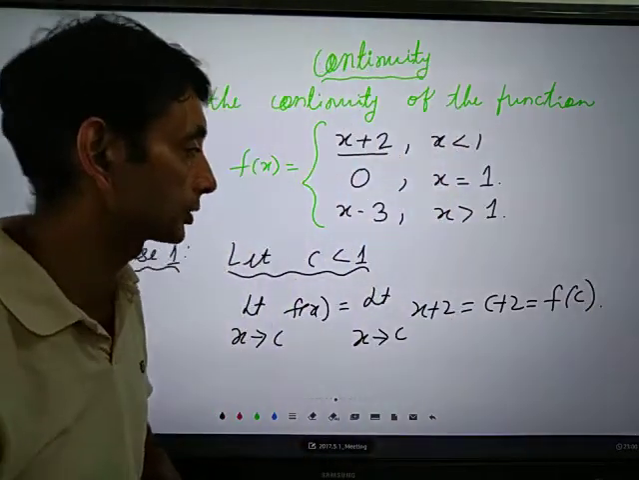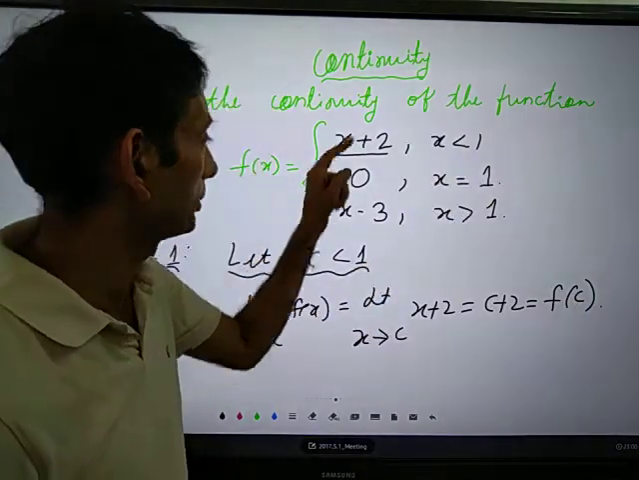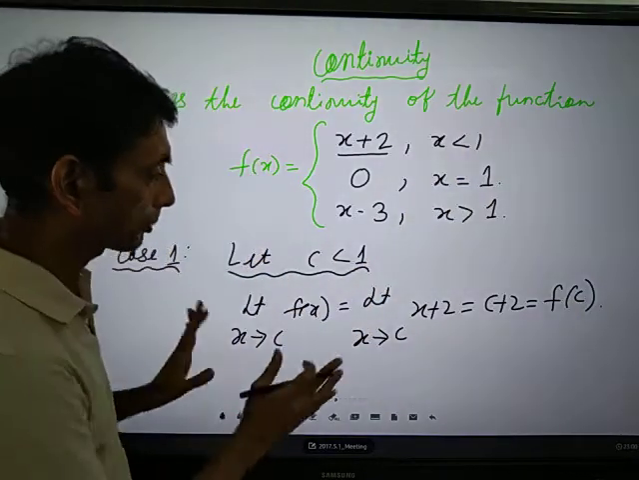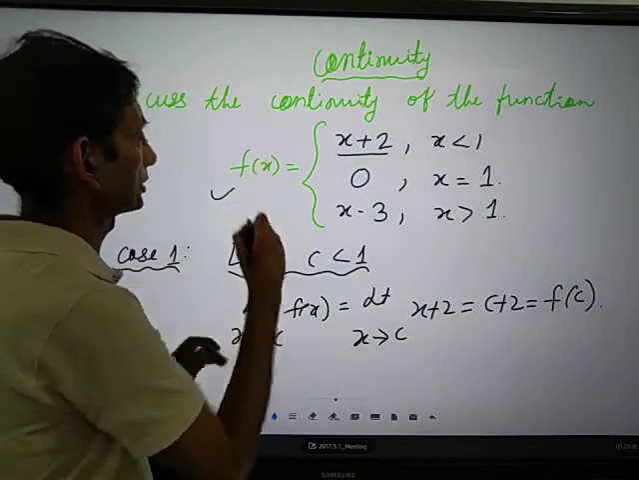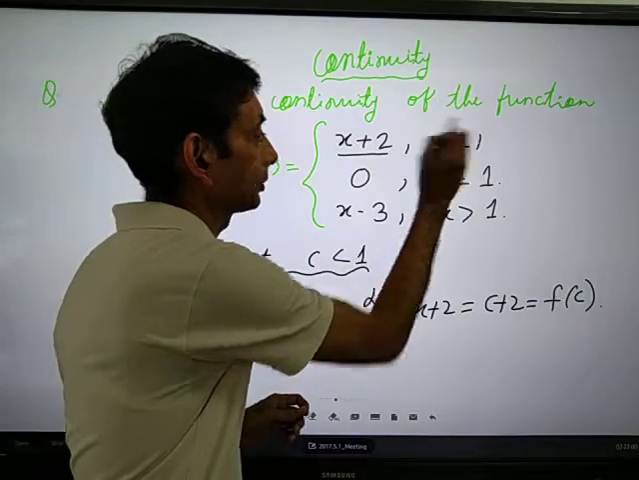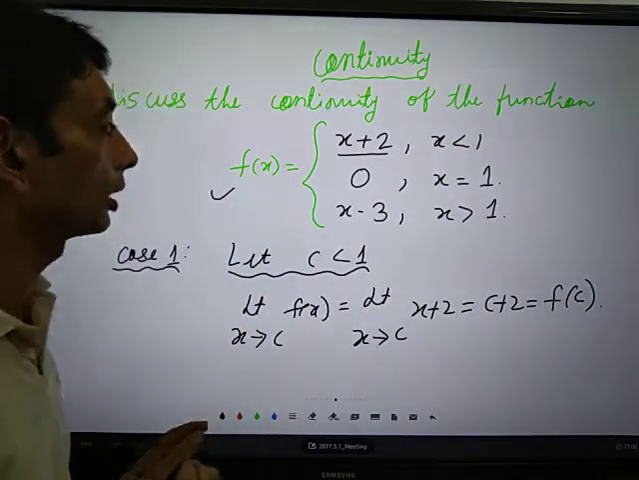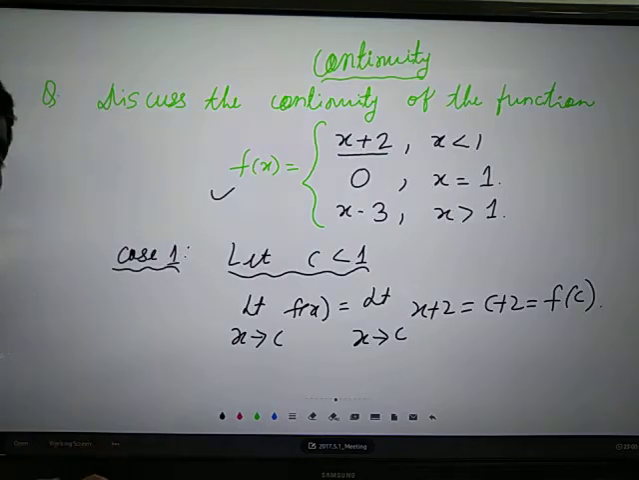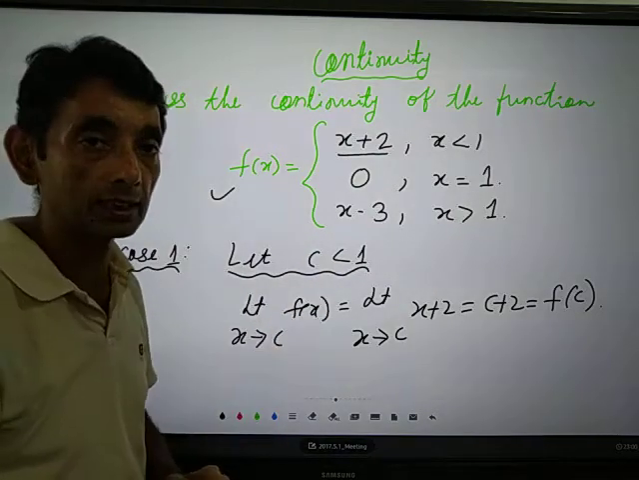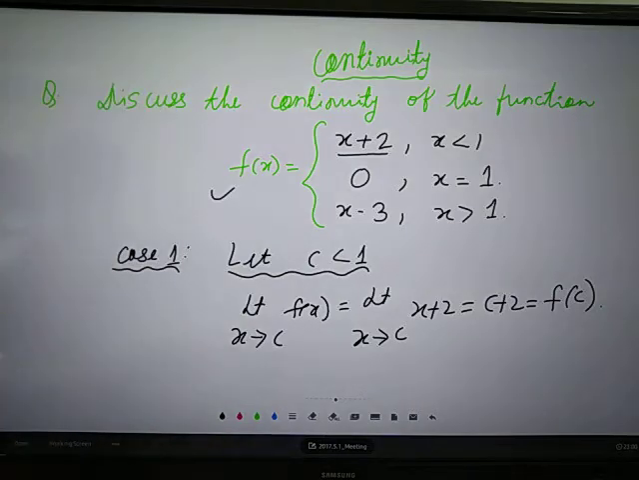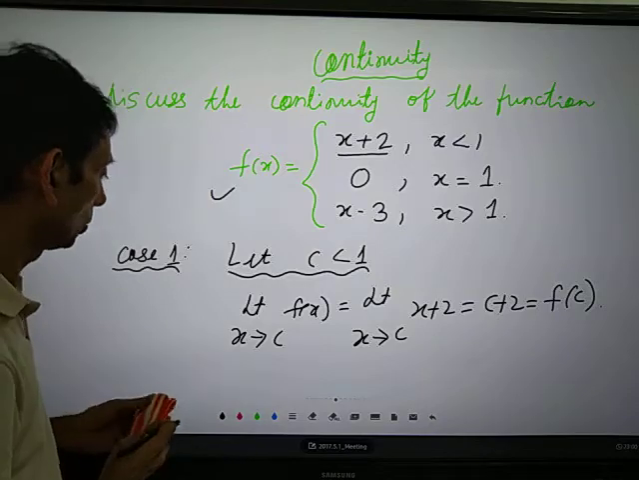Why is f(c) equal to c plus 2? Because c is less than 1. If c is less than 1, f(c) will be c plus 2. So with the help of these simple steps, we can show that this particular function is continuous for all values less than 1. Similarly, you can check the continuity for case 2, that is, for c greater than 1.